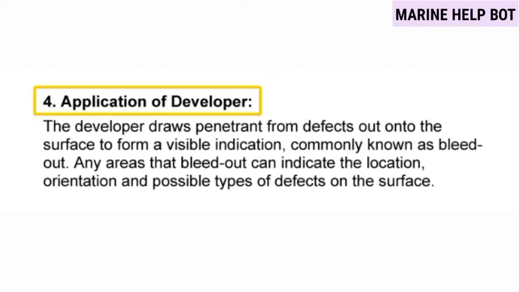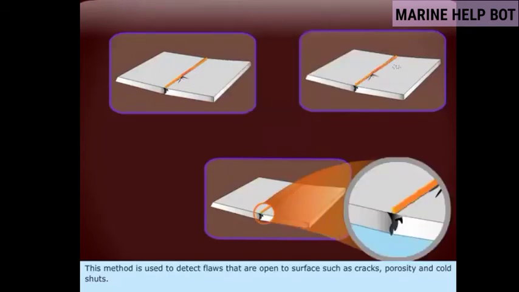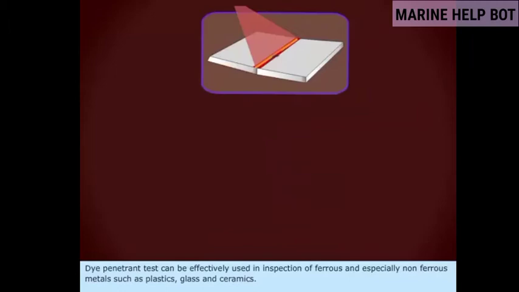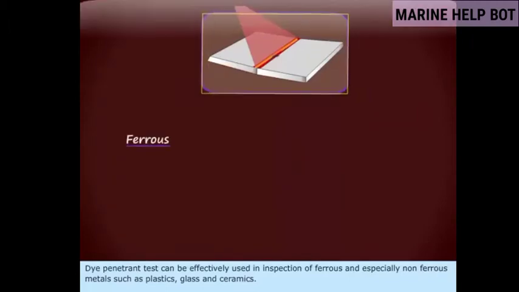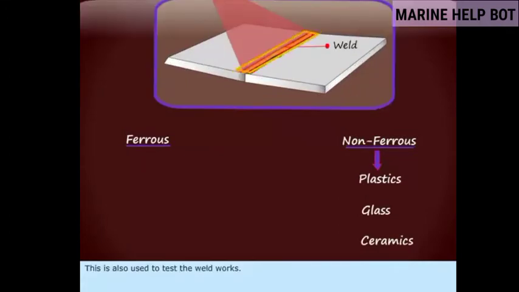So if you have not got how we are doing the test, I have attached one digital learning video which will help you visualize how we perform that test. This method is used to detect flaws that are open to the surface, such as cracks, porosity, and cold shuts. Dye penetrant test can be effectively used in inspection of ferrous and especially non-ferrous materials such as plastics, glass, and ceramics. This is also used to test the weld works.